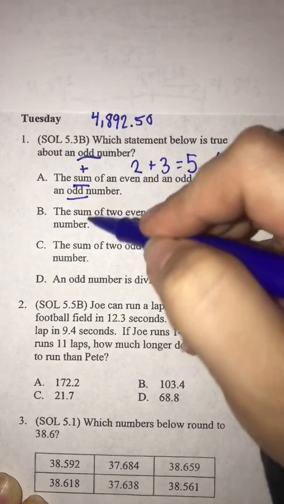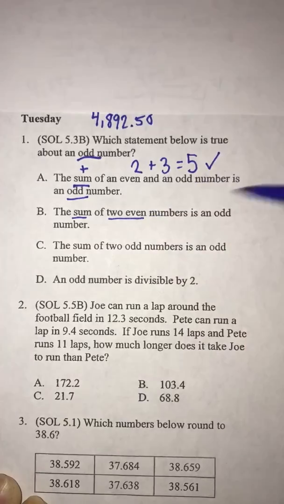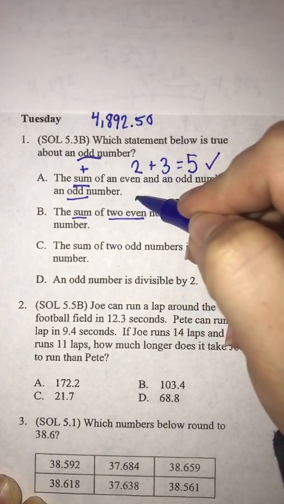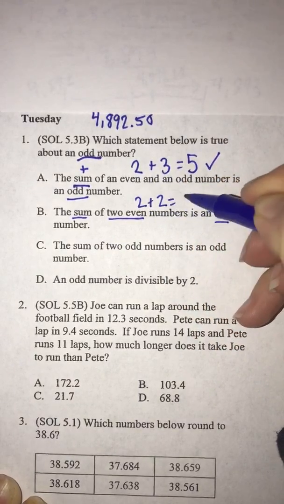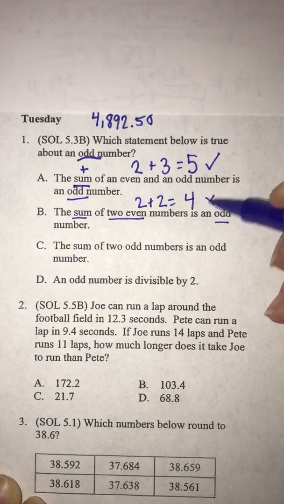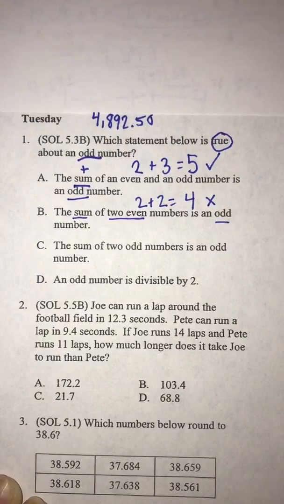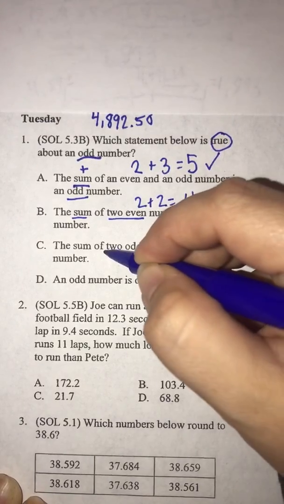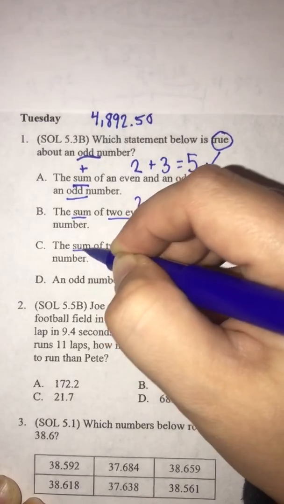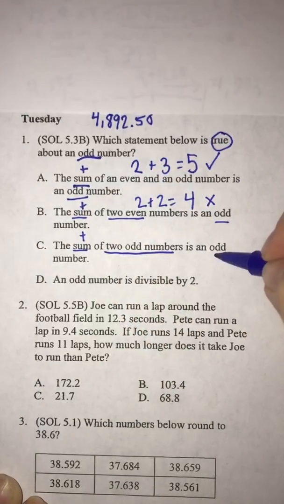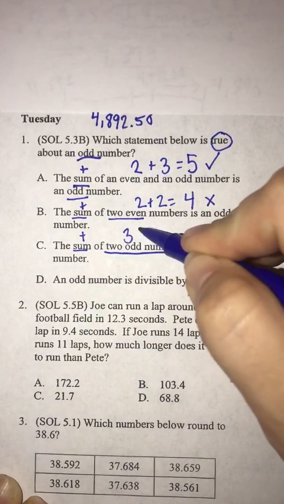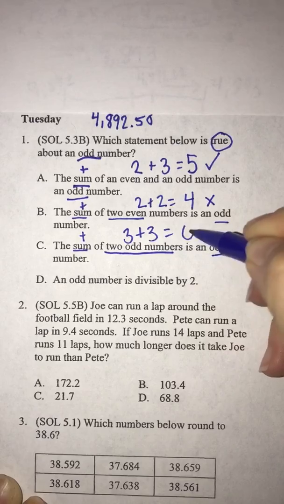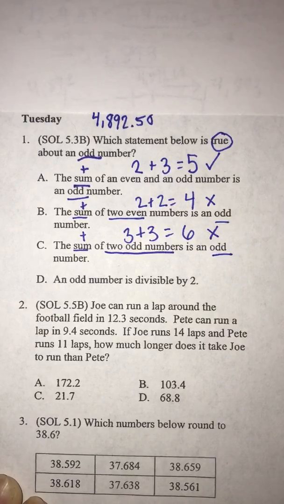Now, B says the sum of 2 even numbers is odd. So, for example, if we did 2 plus 2, that equals 4, and that's not true. Remember, we're looking for the true statement. C, the sum of 2 odd numbers, again, sum meaning add, is odd. So, for example, if we add 3 and 3, we get 6, and that is not true.